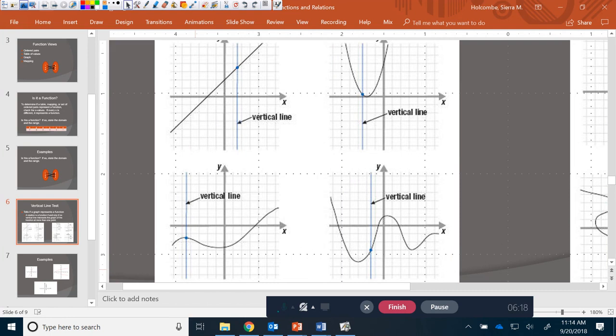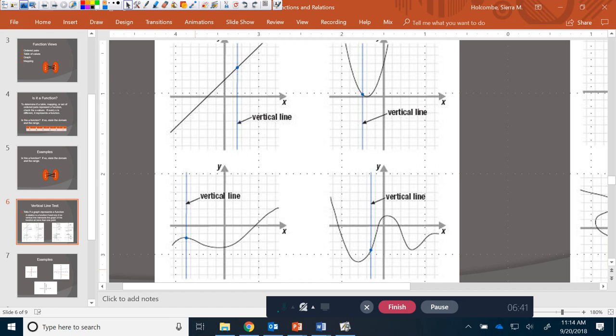So here, it only crosses in one spot, so that's a function. Here, it only crosses in one spot no matter where I put it, so it's a function. Same thing here. Do we see how it only crosses in one spot? So it would make it a function. Same thing here with this next one. It only crosses in one spot, so it is a function.